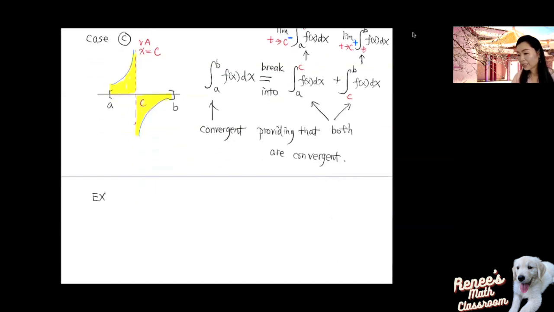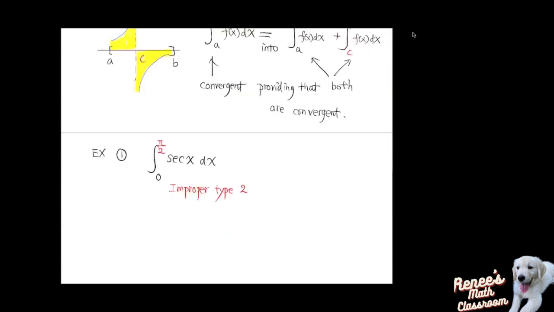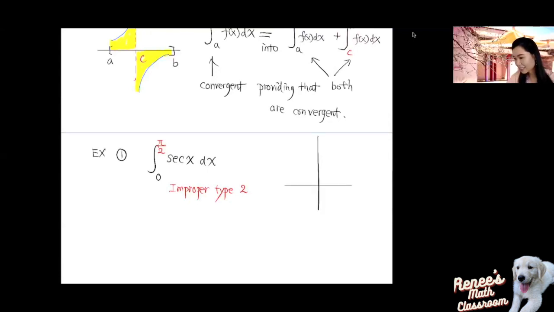Now the next example, we're trying to find this integral. At first you don't see anything suspicious, right? So what looks like a normal integral is actually an improper integral of type 2. Why is that? Can someone tell me why that is improper? Because 1 over cosine of pi over 2 is equal to 1 over 0. Yeah, you got it.